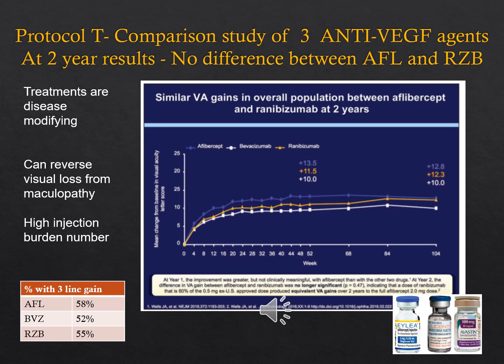The Protocol T study was a comparison study of 3 different anti-VEGF agents. It looked at the difference between aflibercept, ranibizumab, and bevacizumab over the course of 2 years. The results showed similar gains in vision across the 3 groups. However, there was no difference between the aflibercept group and the ranibizumab group. The bevacizumab group did not dry the retina quite as well.